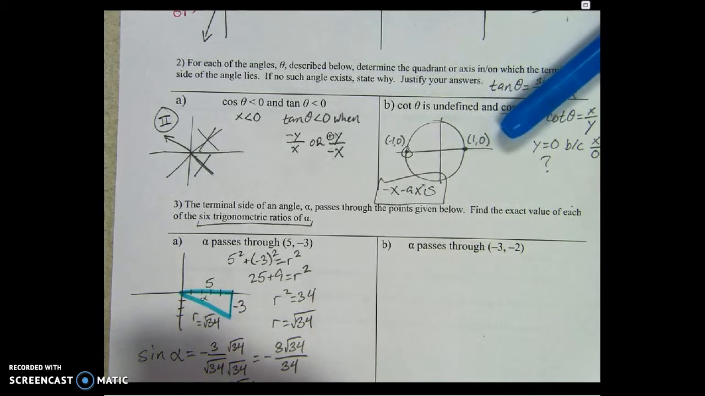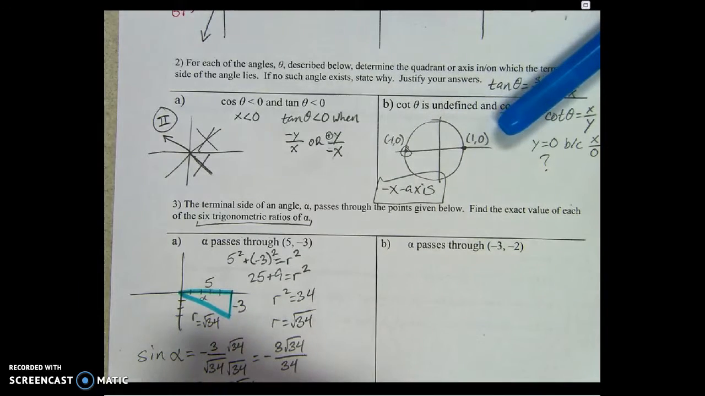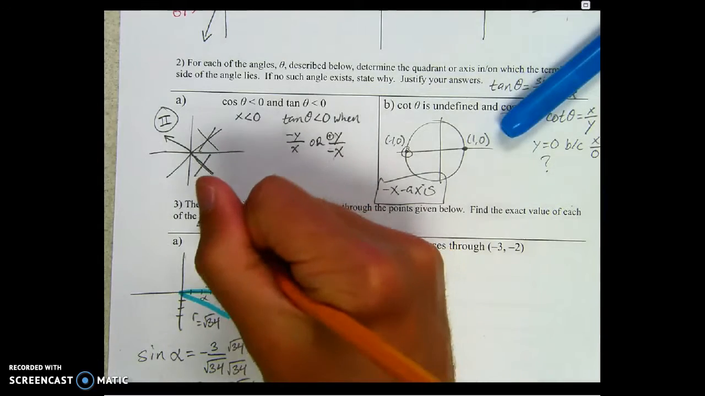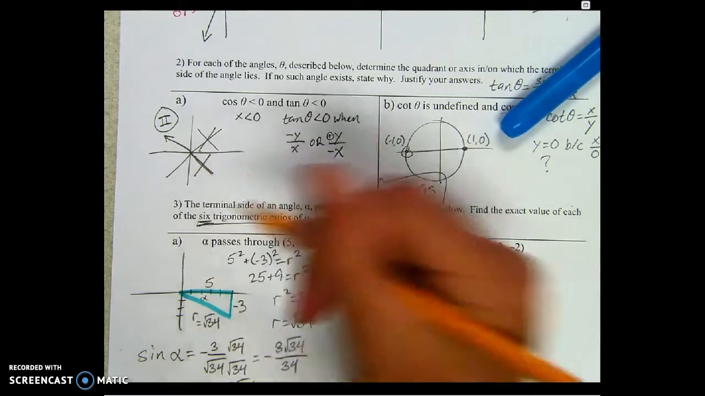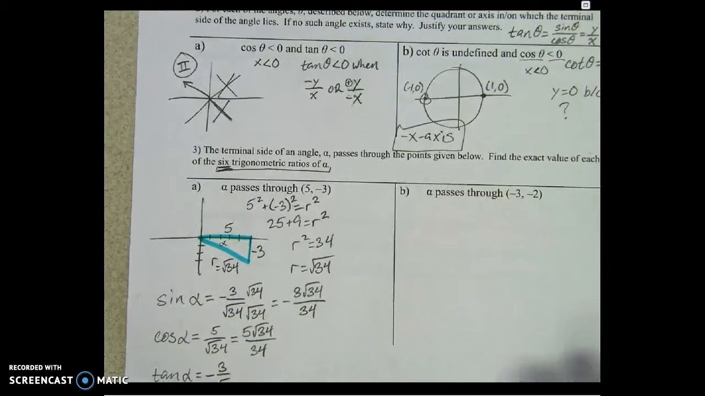The tangent of the angle alpha is going to equal the opposite over the adjacent. That's easy. That's just negative 3/5. And the reciprocal functions, guys, remember it said 6, right? 6. That's a big reminder that we need to find the reciprocal functions as well.